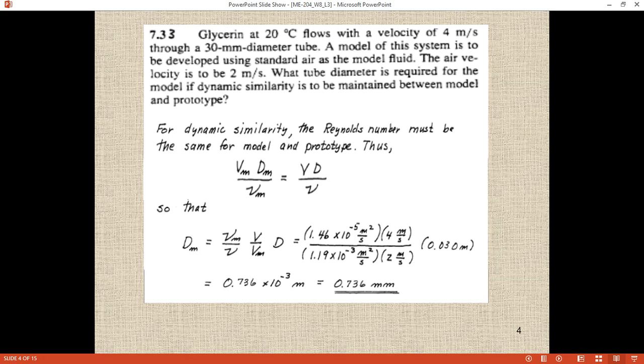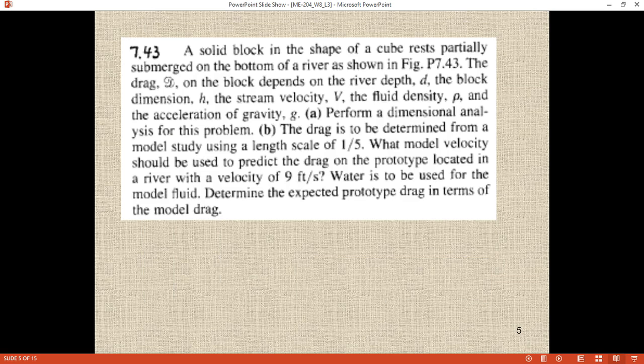Okay, so if we use this kind of, because air is the fluid, so almost less than 1 mm. Okay, so this is the solution of this problem. So let's move on to another practice problem.